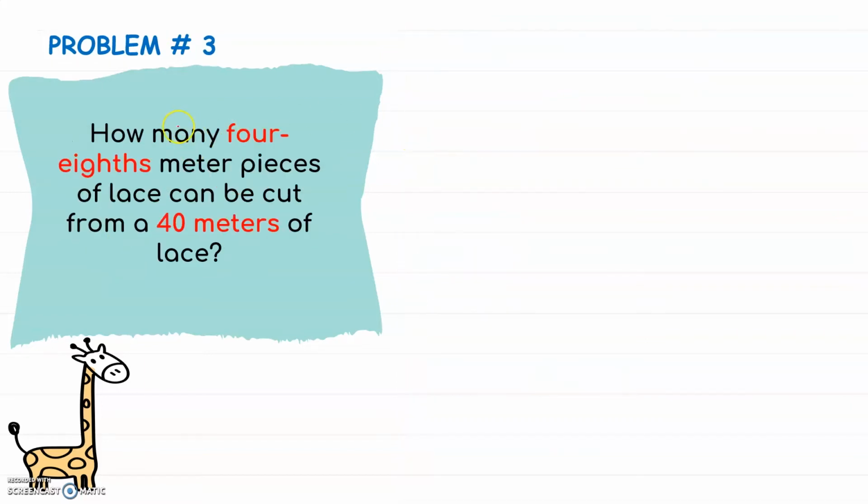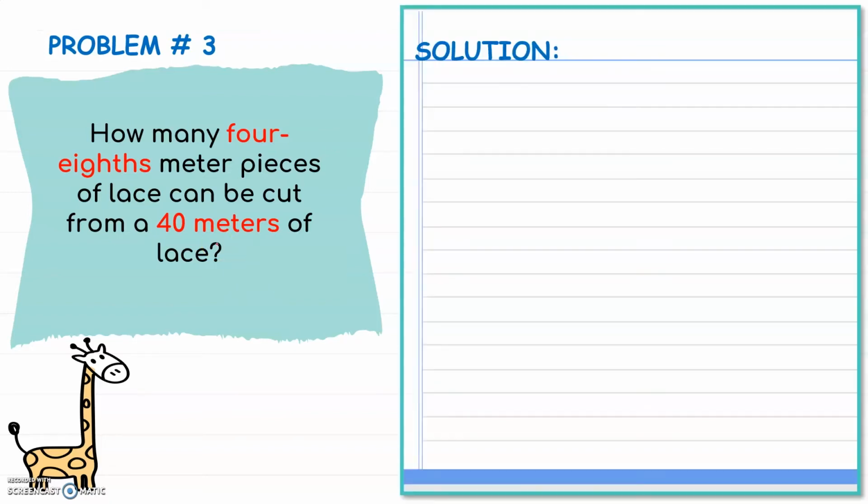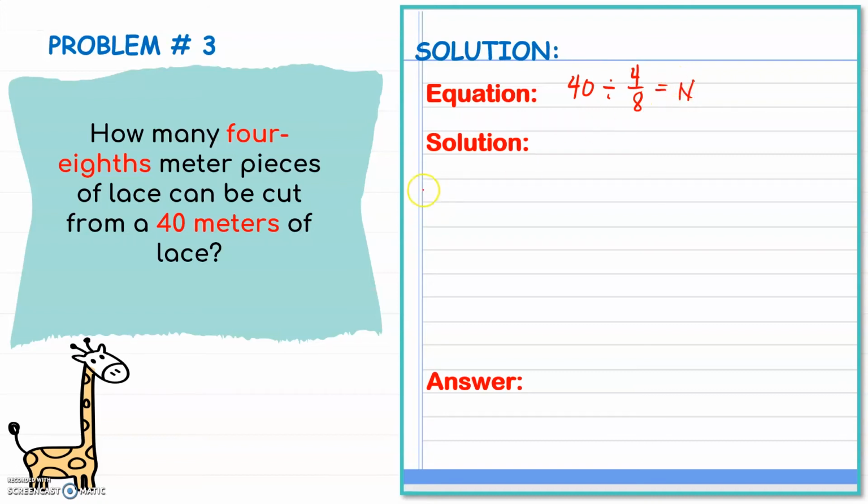Next, how many 4/8 meter pieces of lace can be cut from 40 meters of lace? So this question is almost the same as what we had in problem number 2. But in this case, we are asked to find how many 4/8 are there in 40. So for our equation, we'll have 40 divided by 4/8.